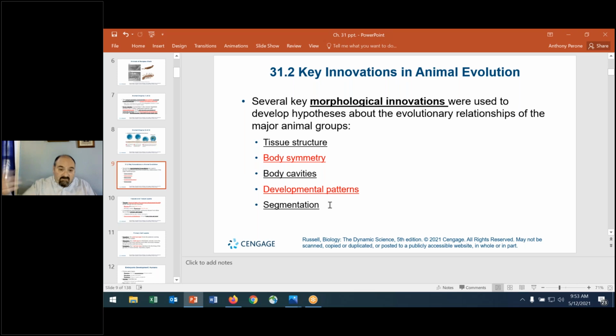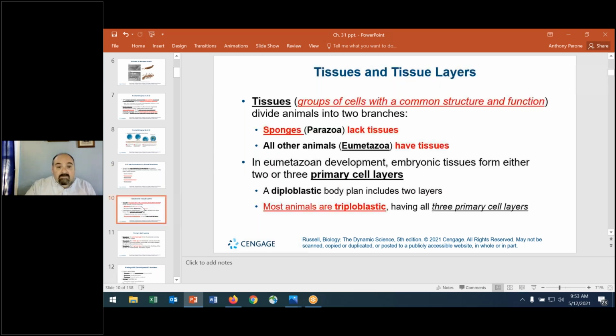As far as tissues are concerned, I shared that image with you just before regarding human structural organization, and seeing that these tissues are comprised of cells with a common structure and function.